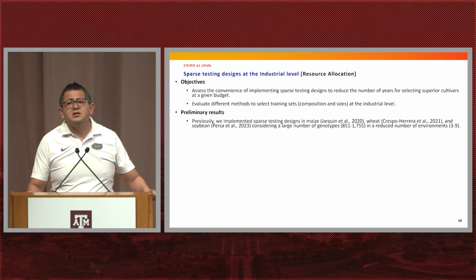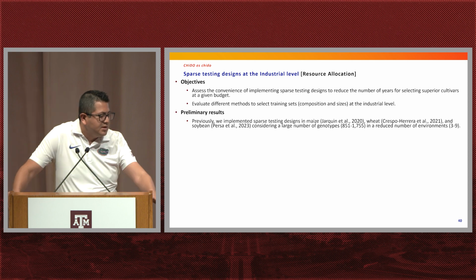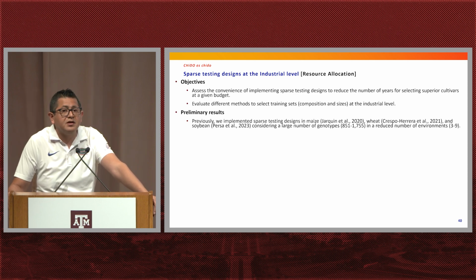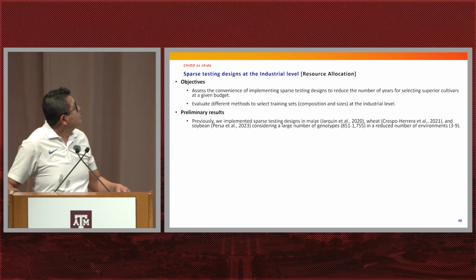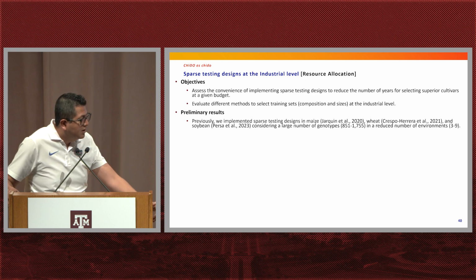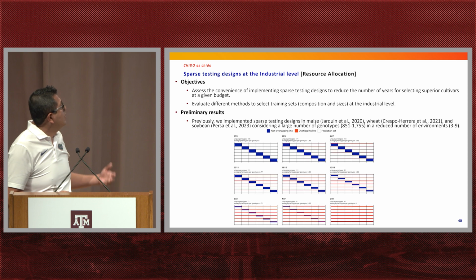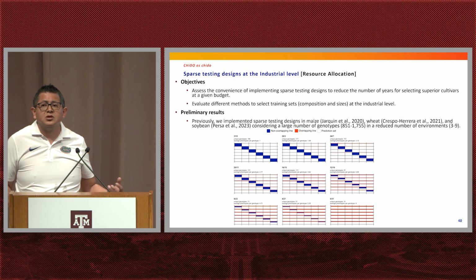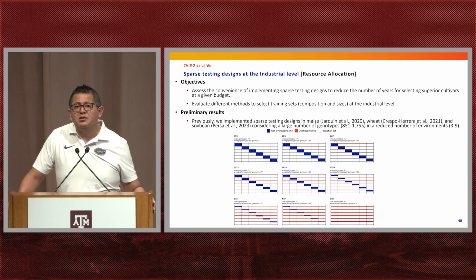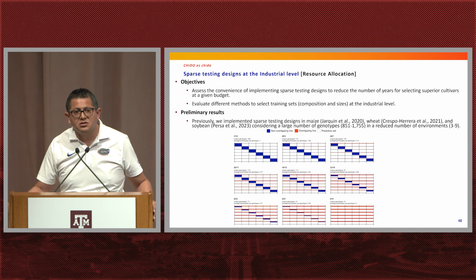So the objectives of this study were to assess the convenience of implementing these sparse testing designs to reduce the number of years for selecting these outperforming genotypes. We evaluated different methods to select training and testing. And we have preliminary results that we already published in other studies, where we were considering different combinations to compose the training set. What happens when you have the same set of genotypes observed across environments, or when you observe each one of the genotypes somewhere in any of the environments.